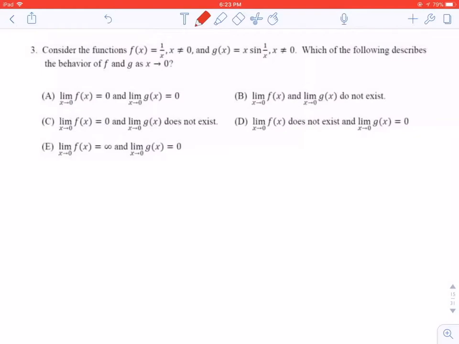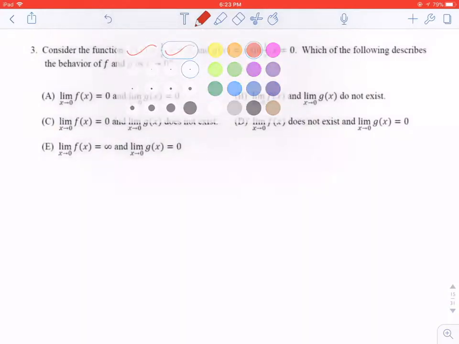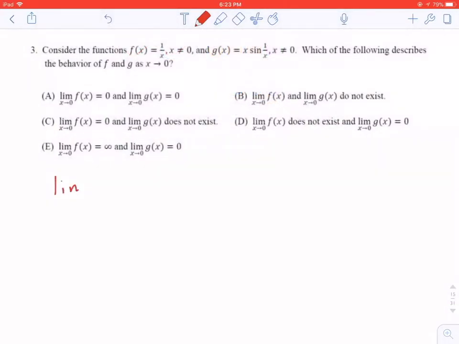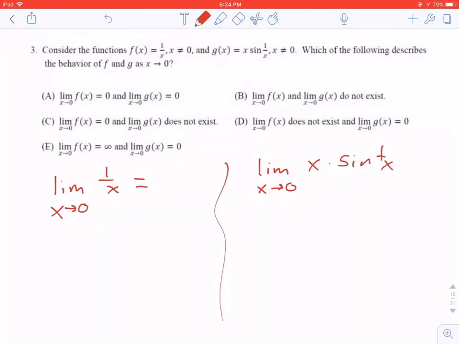Well, I would examine each of these functions separately before I look at any of the answers. So we have the limit as x approaches 0 of 1 over x. We've got to examine that. We have to examine the limit as x approaches 0 of x times sine of 1 over x.